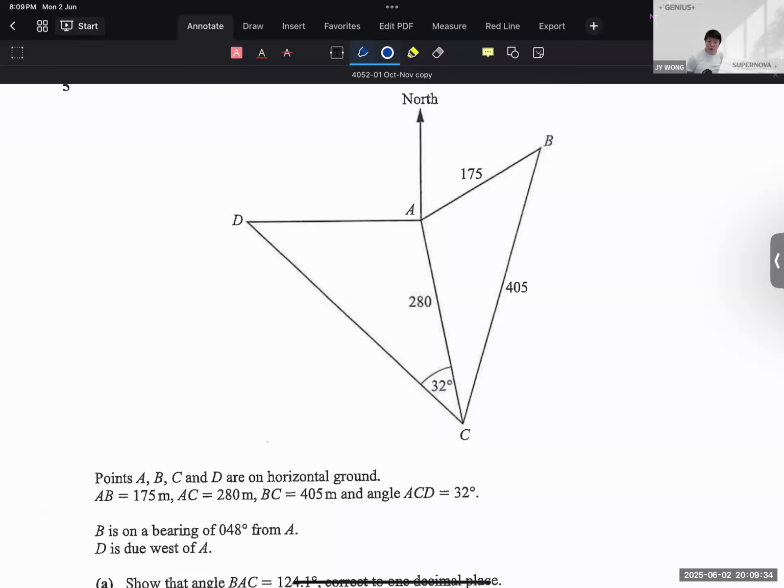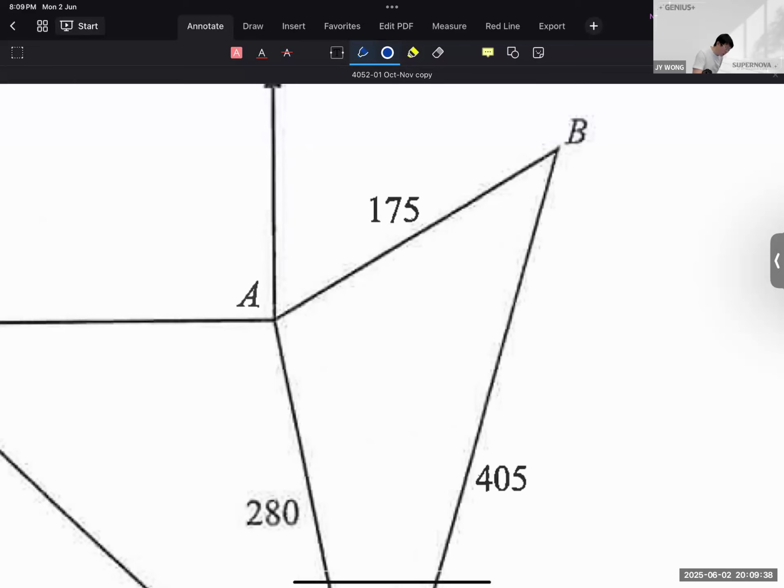The bearing of 48 degrees from A. B is on the bearing of 48 degrees from A. In other words, this angle over here is 48 degrees. They gave you the information, but I don't understand why Cambridge, you don't label everything. You deliberately label one, leave out one piece of information, so that the students will get blindsided and then cannot solve the question.